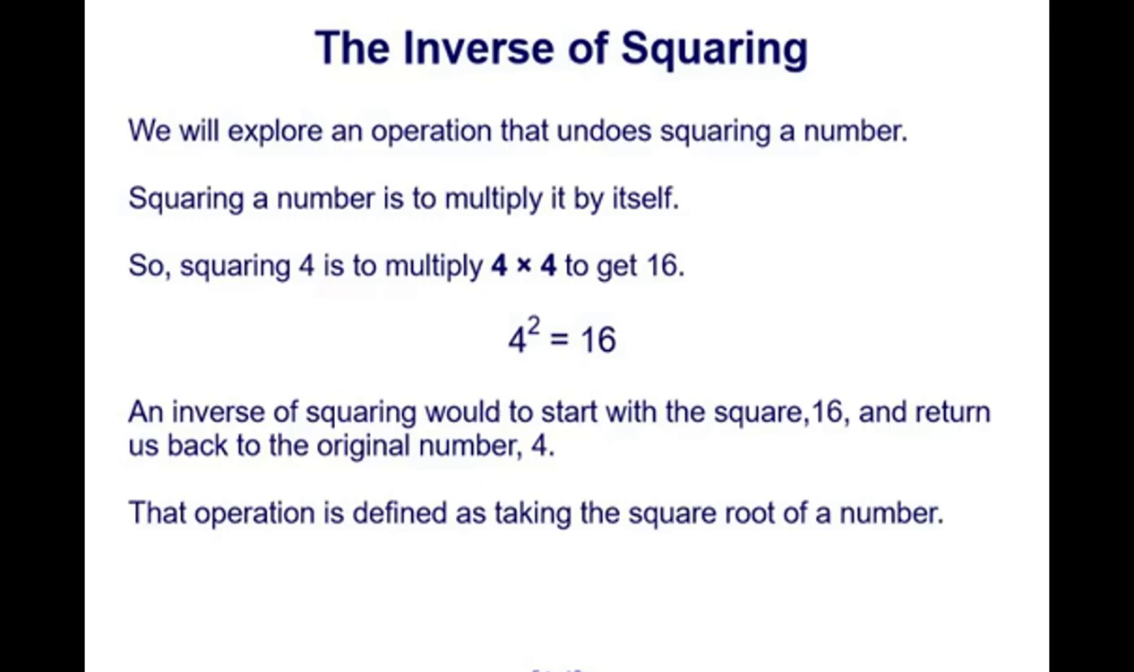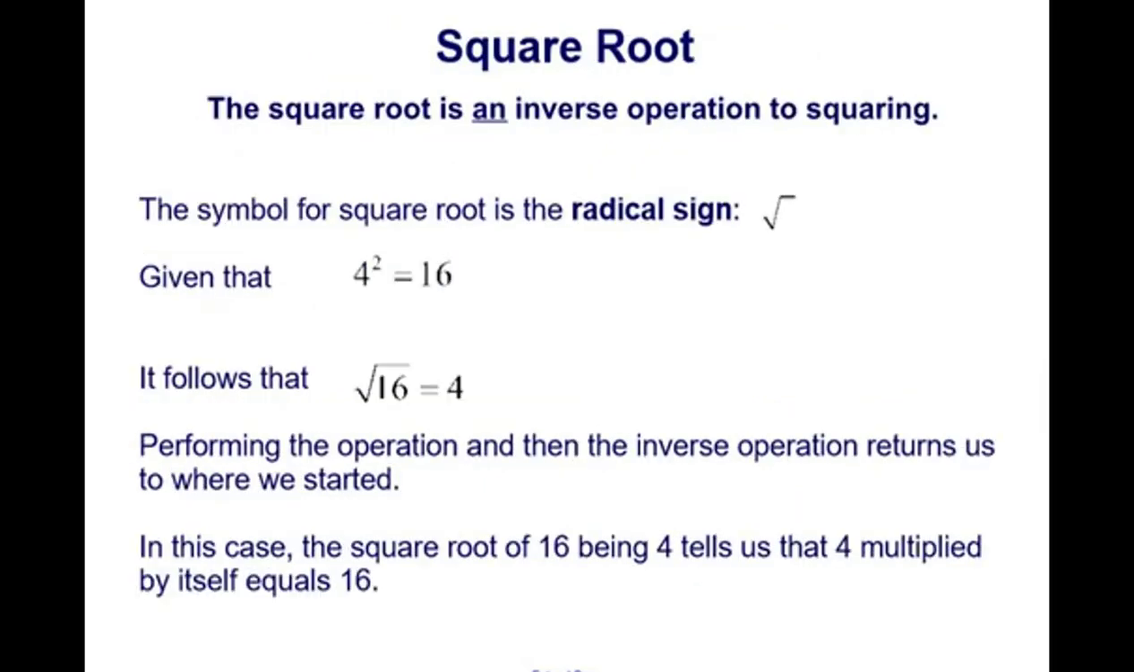That operation is defined as taking the square root of a number. That's the inverse of squaring a number. The square root is an inverse to squaring. Again, the symbol for the square root is the radical sign. So here we have, given that 4 squared is equal to 16, it follows from the inverse that the square root of 16 equals 4. See how we got back to where we started from. We started with 4 and then we ended up with 4. Performing that operation and then the inverse returned us to where we started.